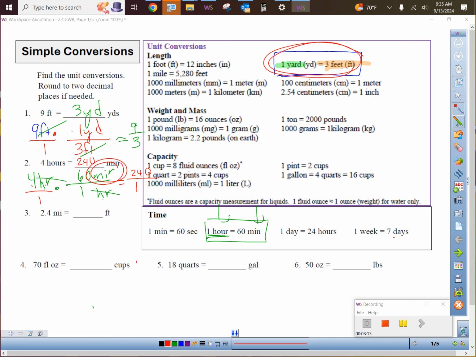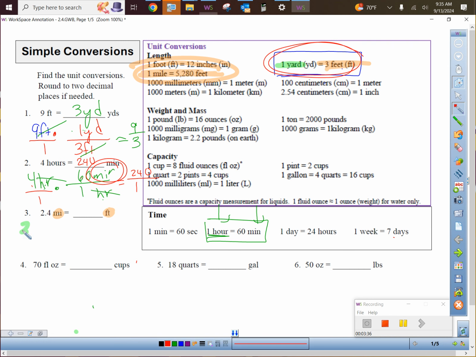Here's a conversion that I know a lot of people aren't sure about. Miles into feet. There's a lot of feet in a mile, and if you don't quite remember, that's totally fine, but we'll go find it on our chart somewhere. Right here's where it's at. There is 5,280 feet in every mile, right? 5,280 feet in every mile. So let's see if you can set it up.